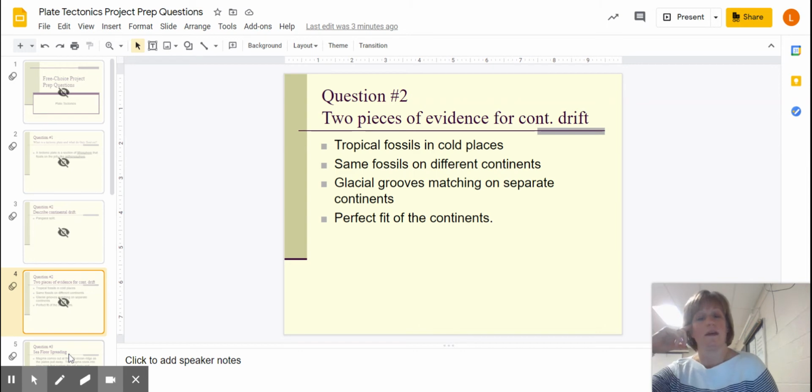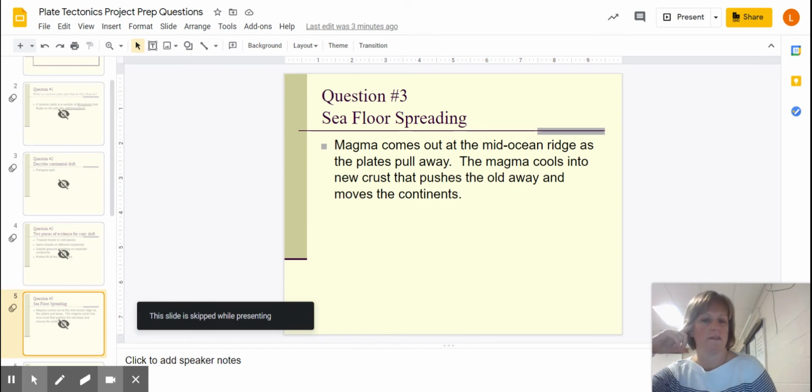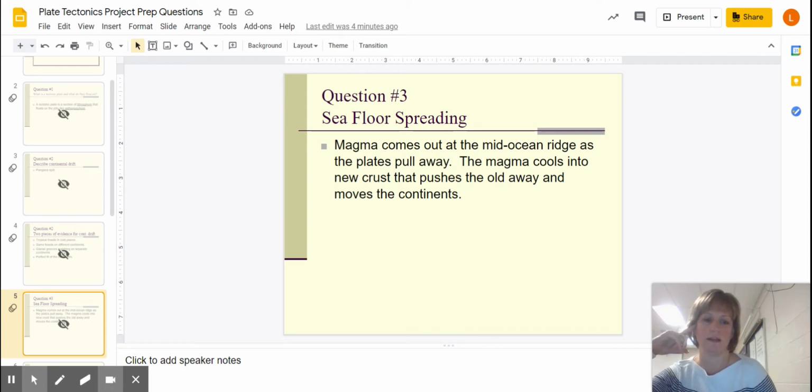Now, this gets, I think, honestly, a little bit tougher. This takes quite a bit of explanation. Alfred Wegener had evidence that Pangea split. He could not explain how. This is the how. You must have magma in there. Magma comes out at the mid-ocean ridge as the plates pull away. Now be careful, I want that in there. Remember, the place we traveled was Iceland, that had this situation.